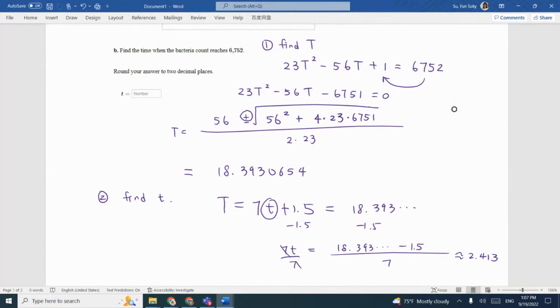So far, so good, everybody? Yeah, so that's why some of you, if you answer 18 point something, this is wrong. This is the temperature. This is not the time. So far, so good? Okay.